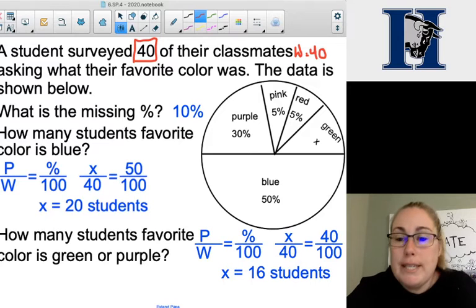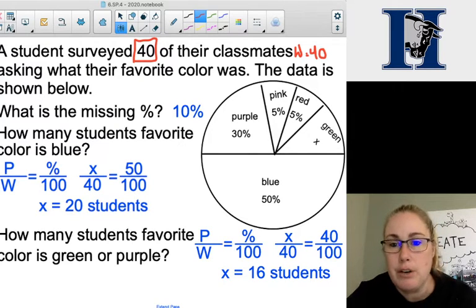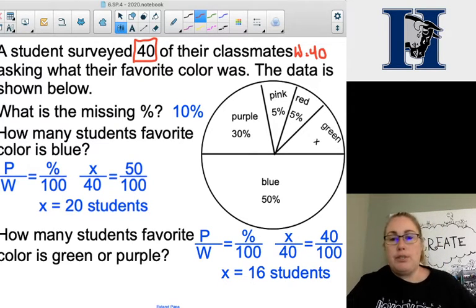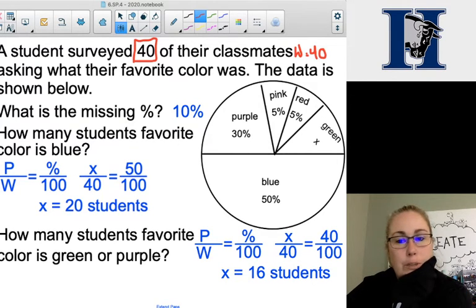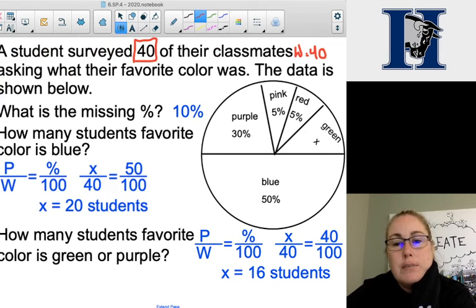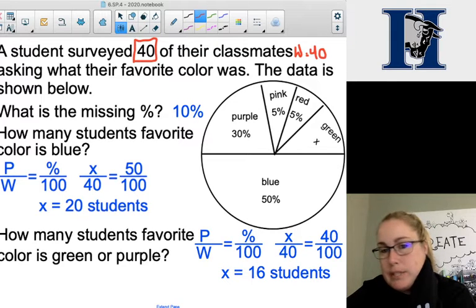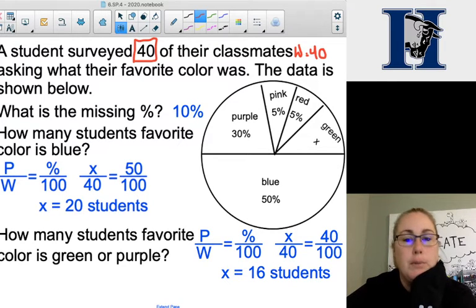First of all, what is the missing percent? So we do need to go find out what percent of the students like green. So we're going to take the entire circle, which is 100%, and subtract each of the other pieces. So 100, take away 50, take away 30, take away 10 more, and we end up with 10%. So 10% of the students like green.